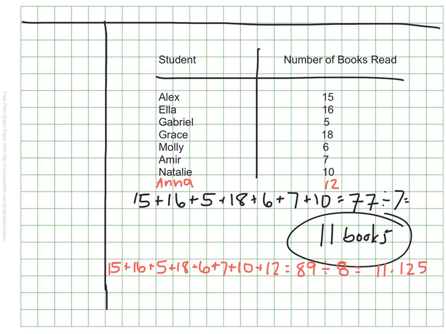When I add up all of the books now, right, I get 89, but this time I'm going to divide it by 8 kids instead of 7 because Anna's our 8th student, and the mean ends up pretty close to 11, right? It's 11.125, 11 and 125 thousandths. That's really close to 11. The mean didn't seem to change much, so Anna's value didn't really impact our mean too much.